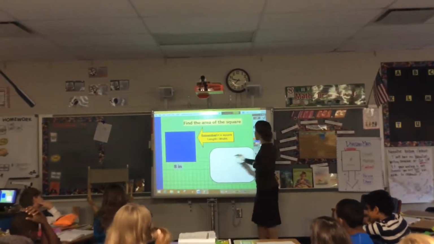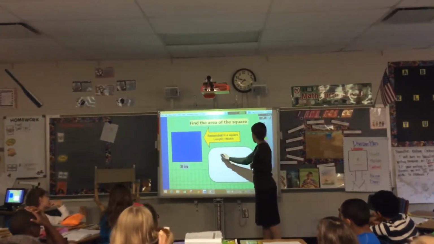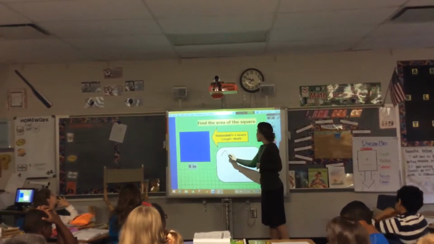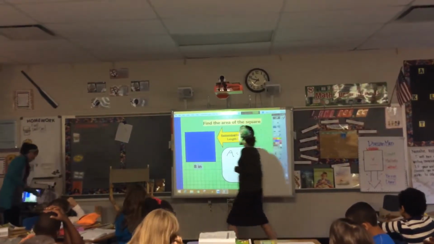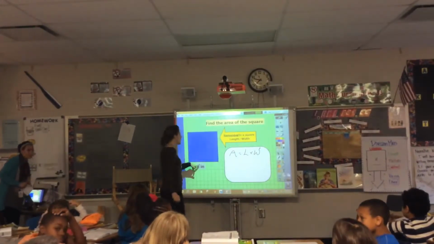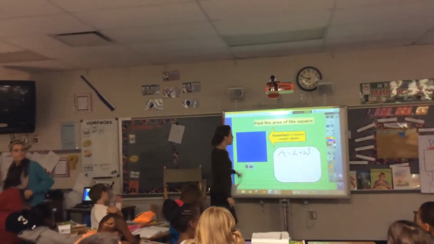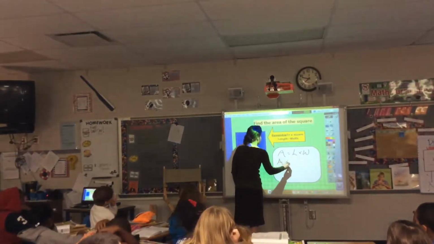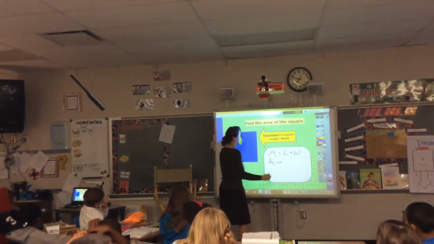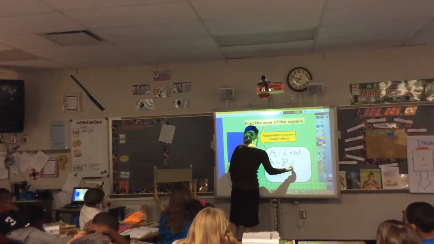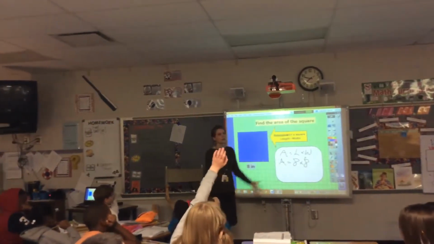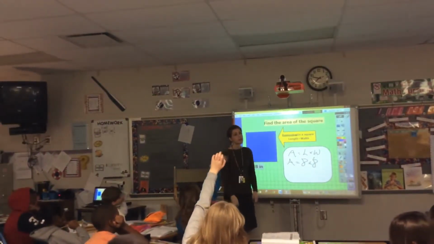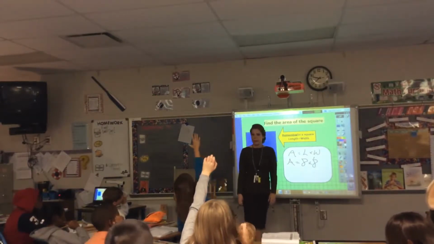Okay, makes sense. So she's saying we have our area equals length times width, right? We know that each side of this square is equal. It's the same thing on each side because squares have equal lengths. So 8 times 8. What is 8 times 8? I'm just not very good at multiplication. I'm going to have to learn with you guys too.